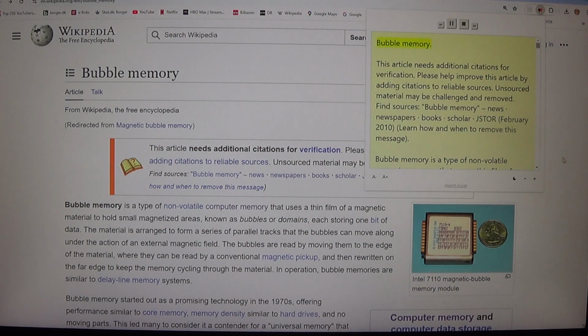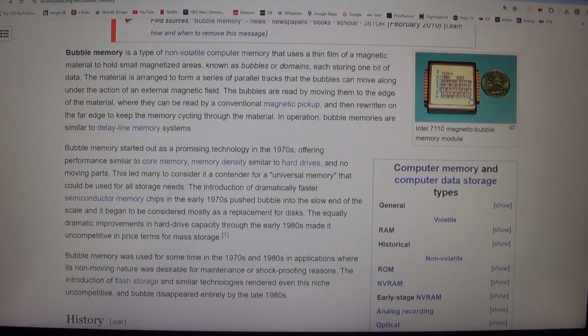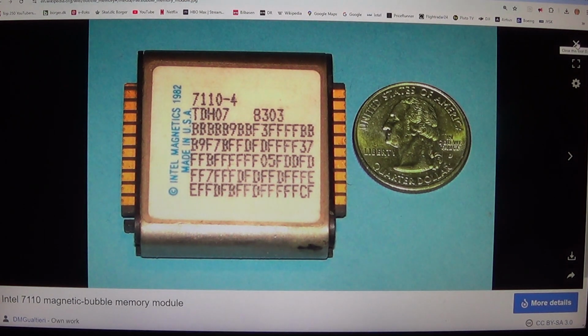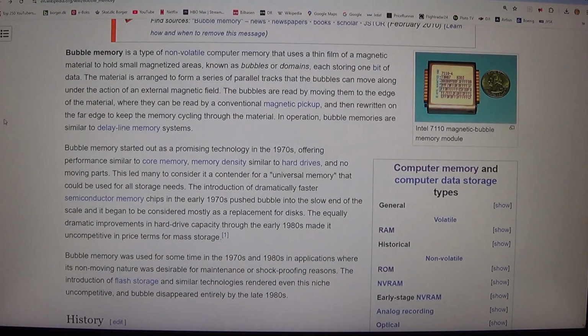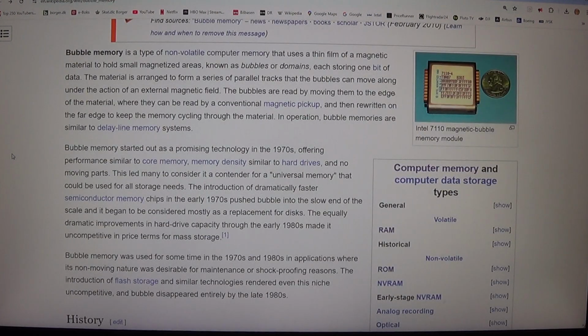Bubble memory. This article needs additional citations for verification. Please help improve this article by adding citations to reliable sources. Unsourced material may be challenged and removed. Find sources: Bubble memory, News, Newspapers, Books, Scholar, JSTOR, February 2010. Learn how and when to remove this message.